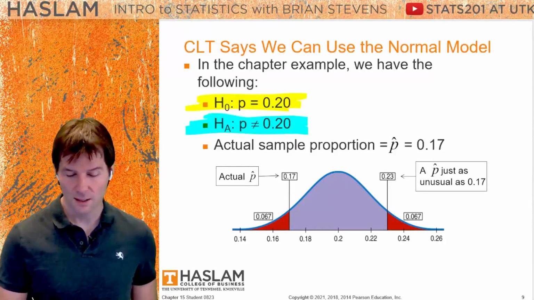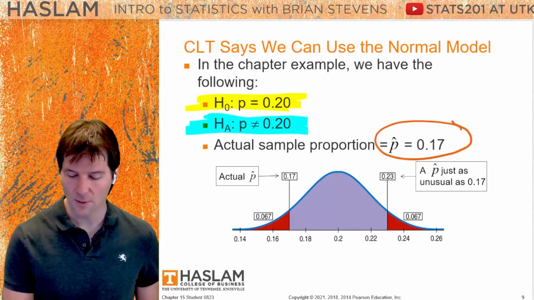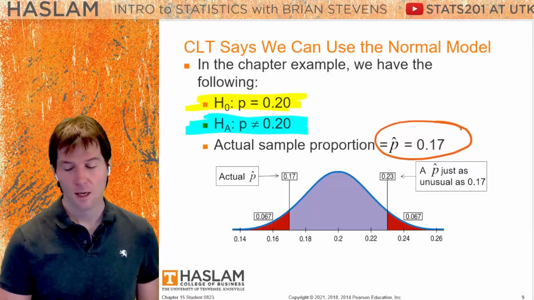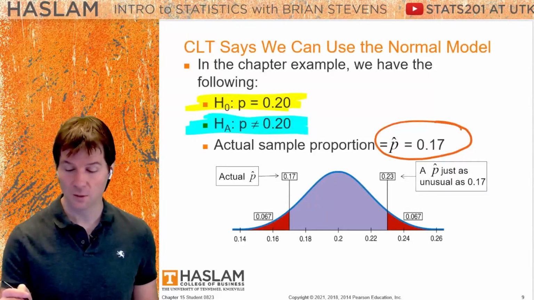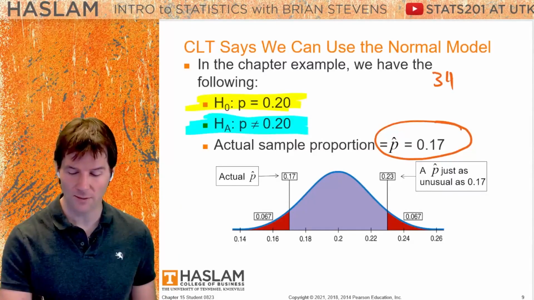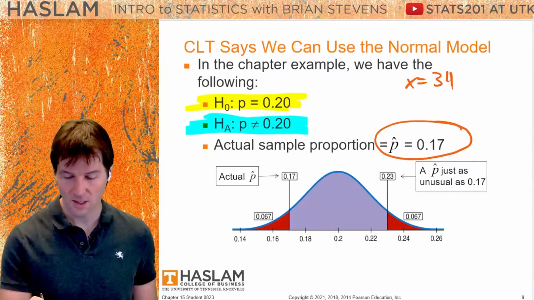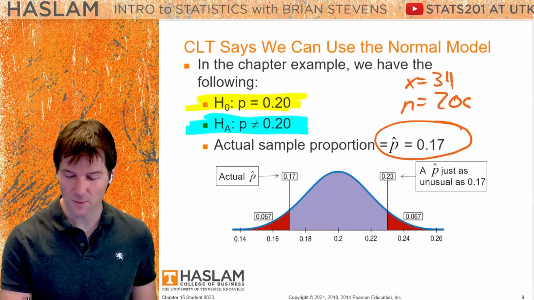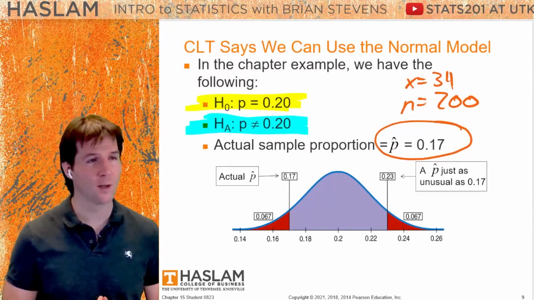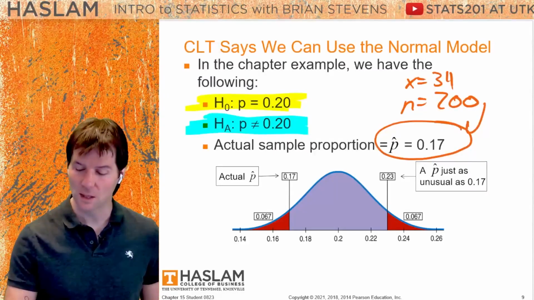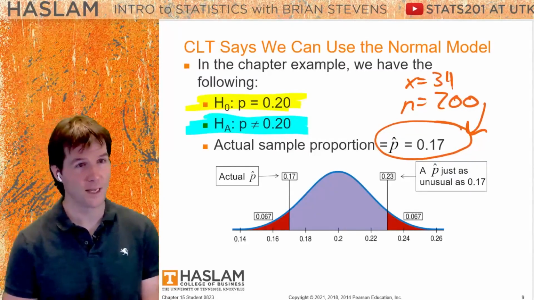What they see is they collect a sample, and in their sample they find 17%. Maybe they talk to 100 students or 200, so 34 would have to be the sample, the successes, and then you could divide this by the sample size. I just made this up for this problem, pretending that this is the sample proportion right here from data.